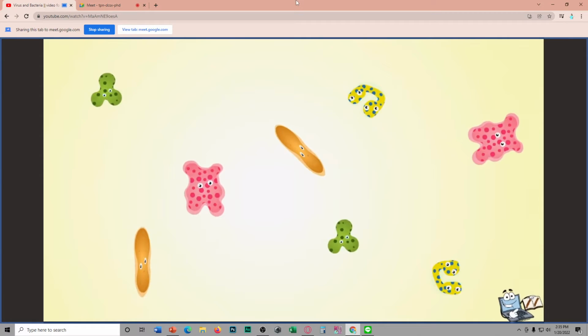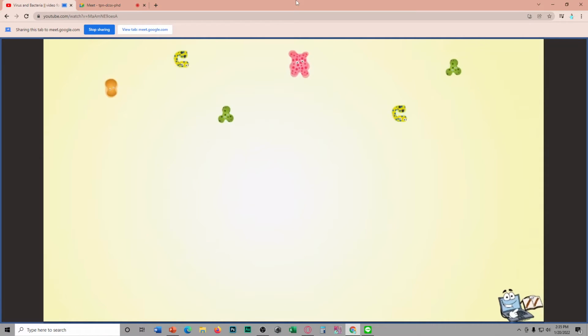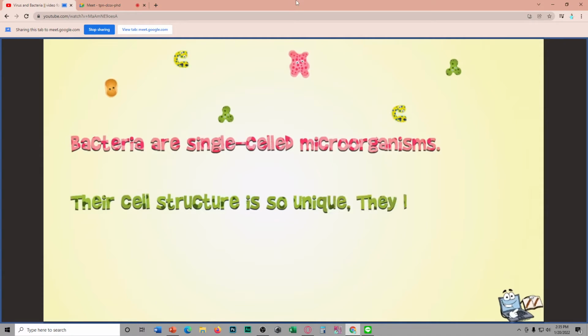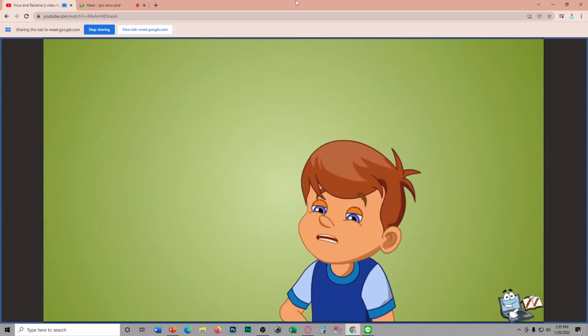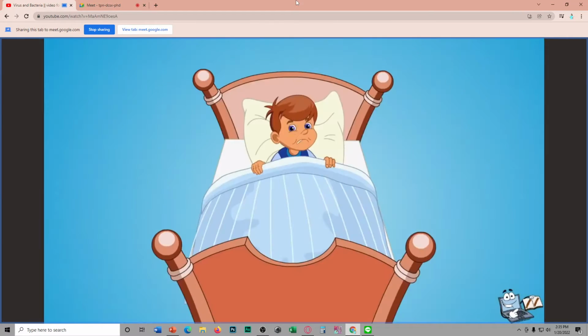See, here are some pictures of bacteria. They come in all sorts of shapes, including rods, spirals, and spheres. Bacteria are single-celled microorganisms. Their cell structure is so unique, they do not have a nucleus. Some people think that bacteria are dangerous. Most bacteria aren't dangerous at all.